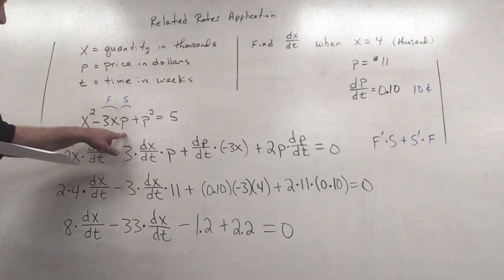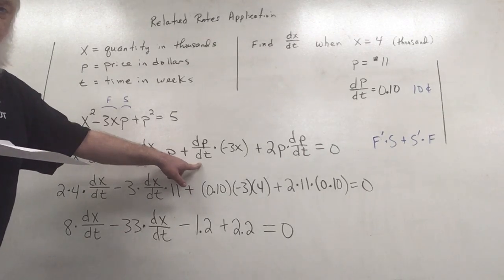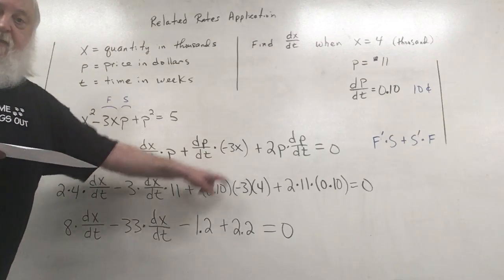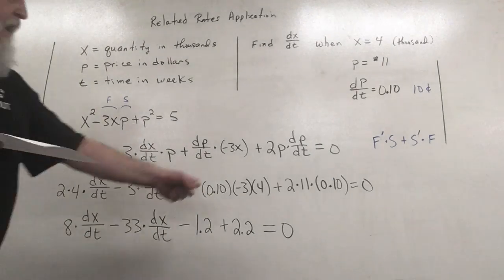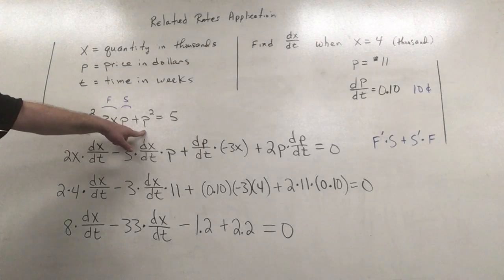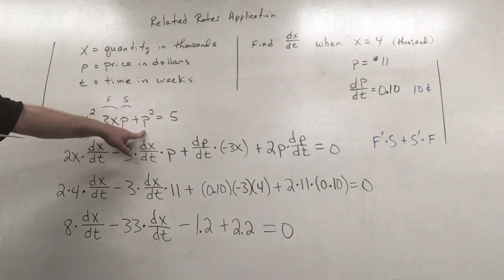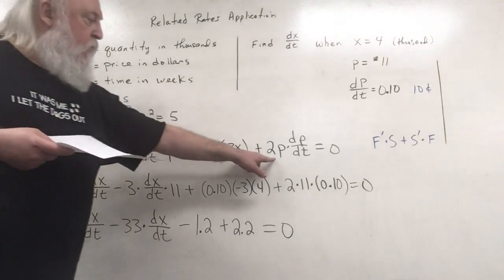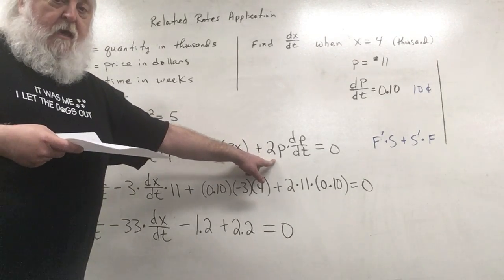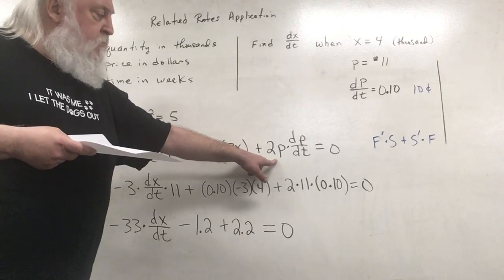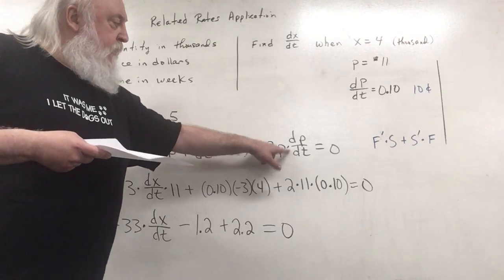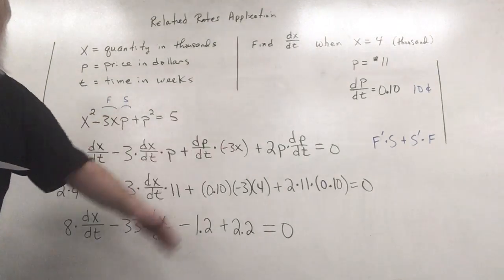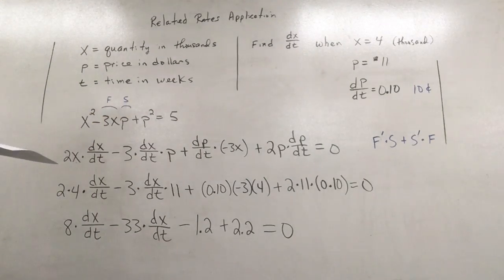Well, p is the second function. Derivative of p with respect to time is dp over dt, and then we multiply that by the first function, which is minus 3x. And then we add to that the derivative of p squared with respect to time. Well, by the chain rule, you bring the 2 down front, subtract 1 from the exponent, you have 2p, but since we're differentiating with respect to time, we have to multiply that by dp over dt, okay? So this is all implicit differentiation that we've already done.